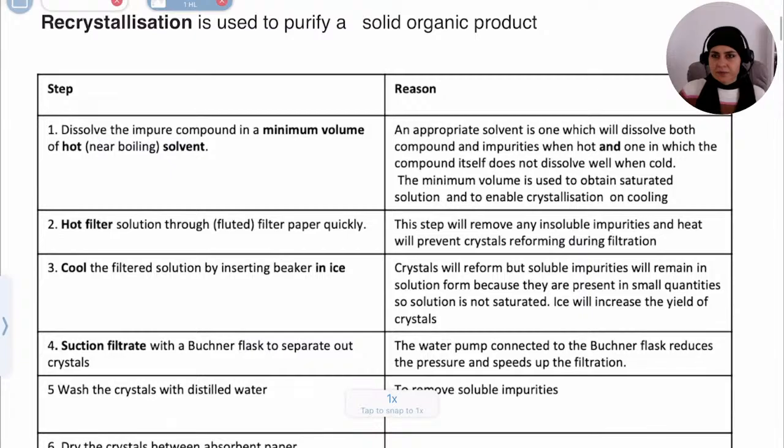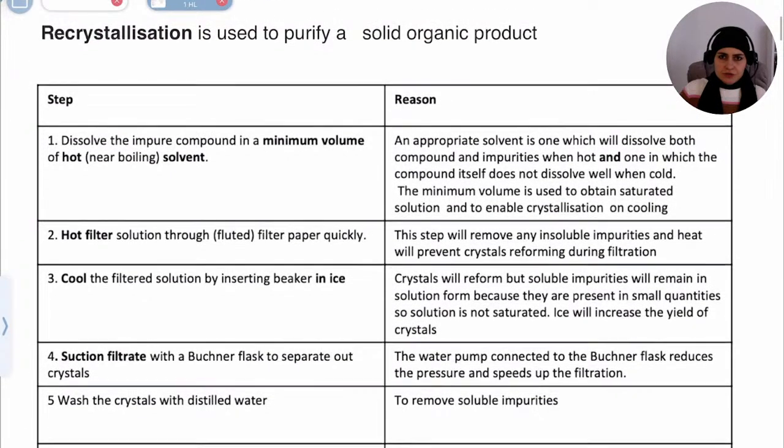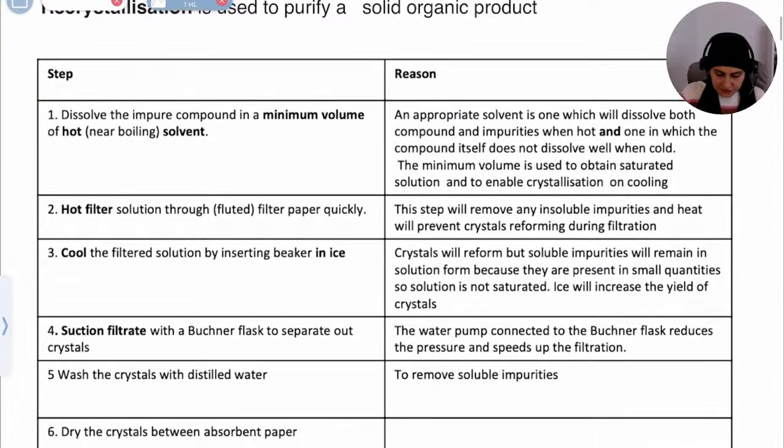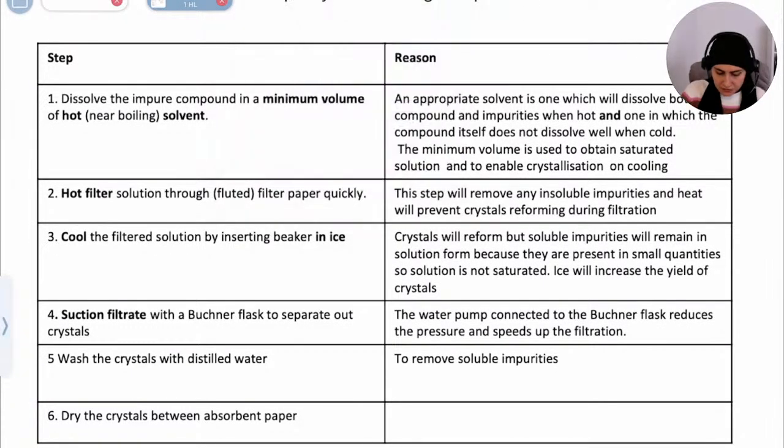So what happens during a recrystallization? Recrystallization is used to purify an organic product. So you make some organic synthesis, you have a product and you want to purify it. The first thing that you would do is dissolve the impure compound, the impure substance that you formed, in a minimum volume of hot solvent. So what is the solvent? The solvent has to be selected in such a way that it would dissolve well.